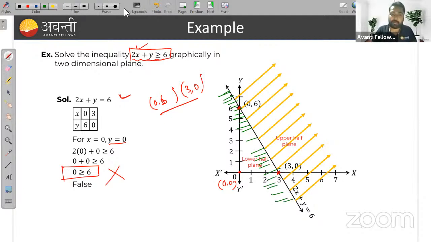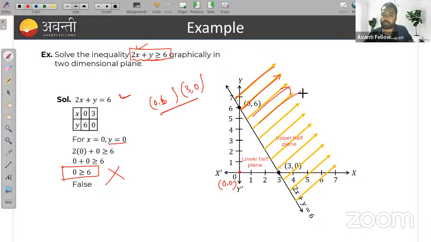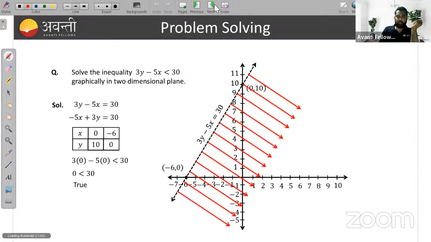Is it clear or not? So the opposite plane will be my solution. Yes or not? The plane which contains origin, opposite of this plane will be your required solution region. That is here. ये हो गया मेरा सॉल्यूशन रीजन. ठीक है. I hope this is clear to all of you guys. Clear ना. चलो let's move.